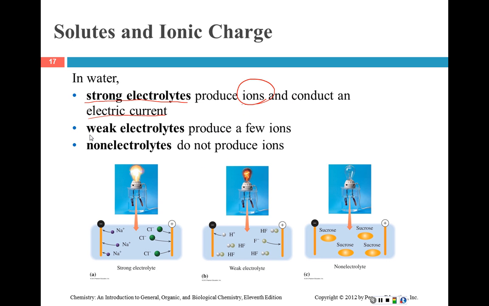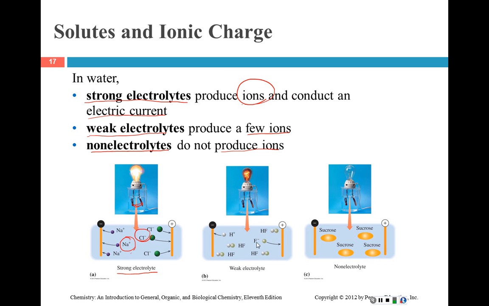A weak electrolyte just produces a few ions. Non-electrolytes don't produce any ions. So your example down here, if you've got a salt, which is an ionic compound, when you dissociate those into the ions, it will literally form a circuit, and it'll give you enough power to light up a light bulb.